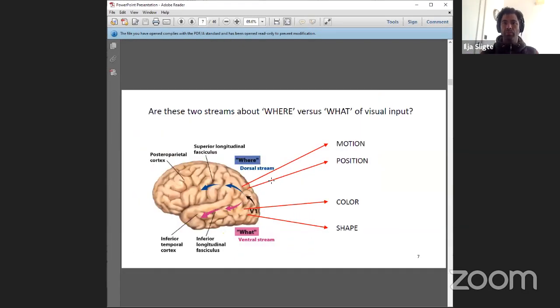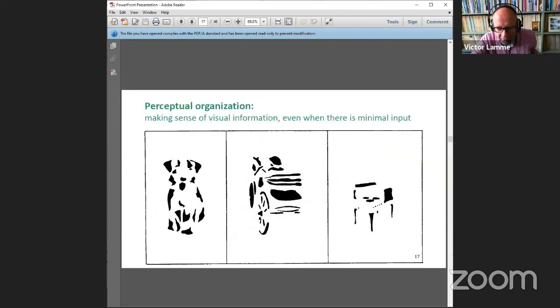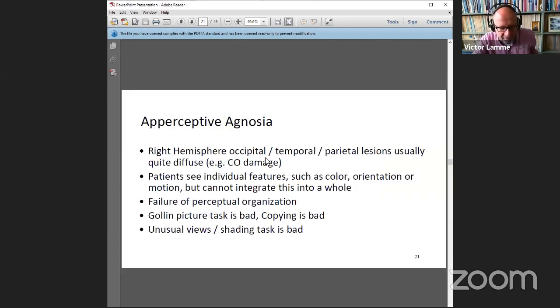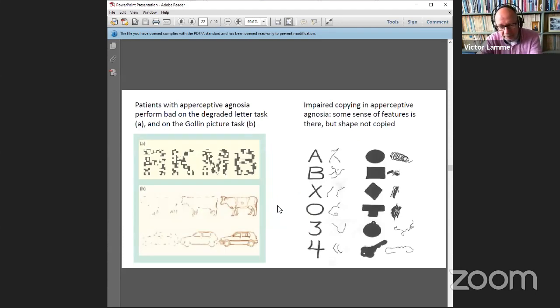Okay, so for example, here on slide 21, this very simply lists the features of apperceptive agnosia. So it's mostly right hemisphere. It's mainly a problem of perceptual organization, and then it also talks about these different tasks at which these people are typically bad. So the calling picture tasks, they're bad at copying, they're bad at these unusual view tasks, which are of course explained in the following slides.